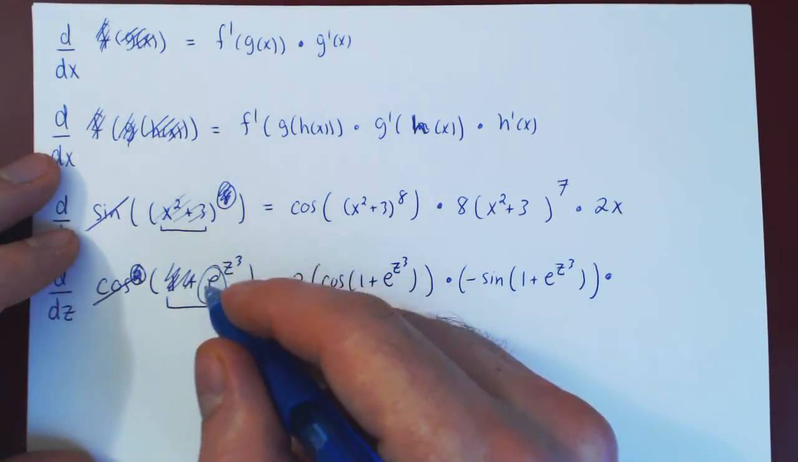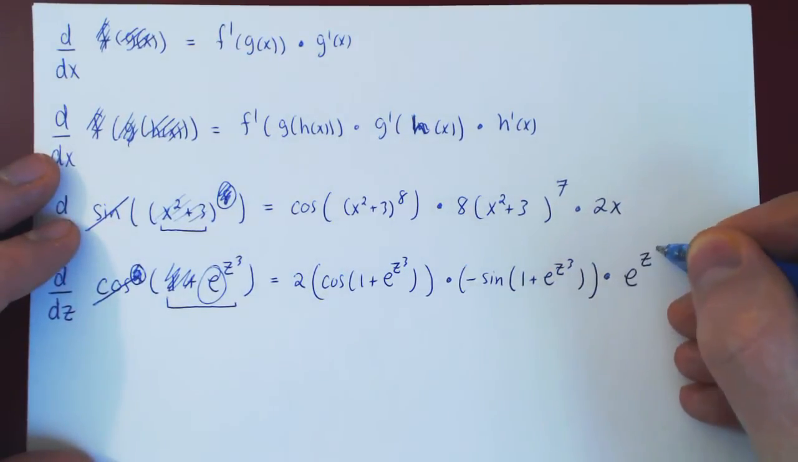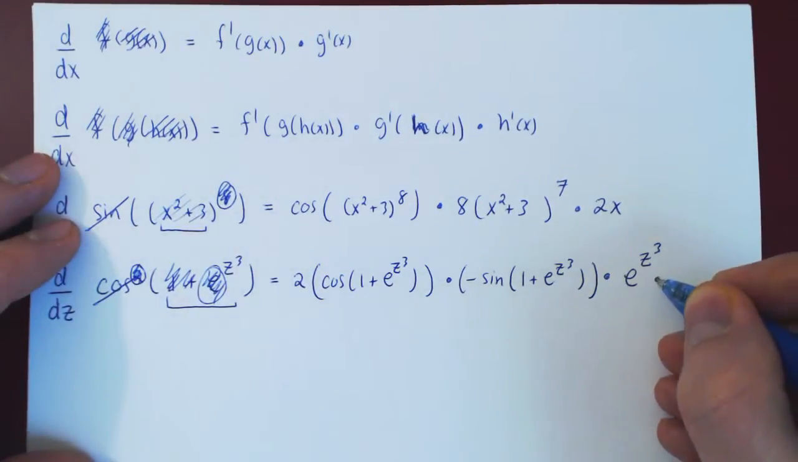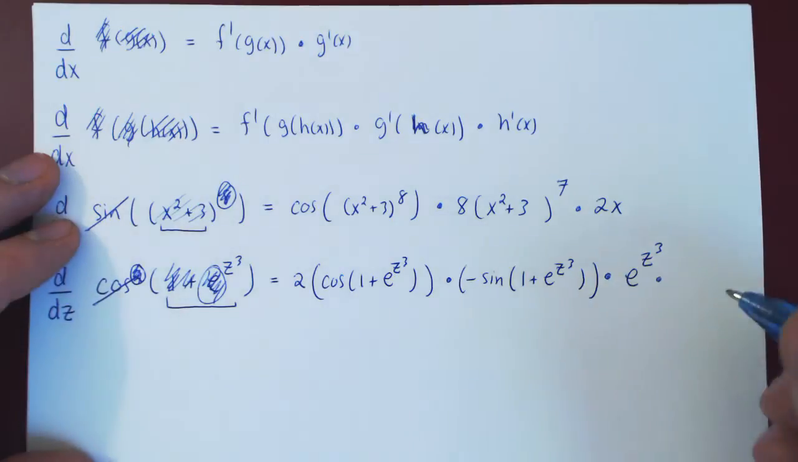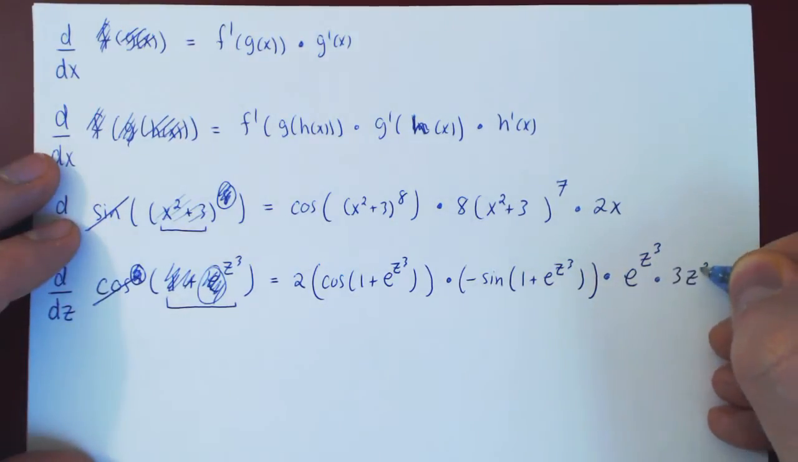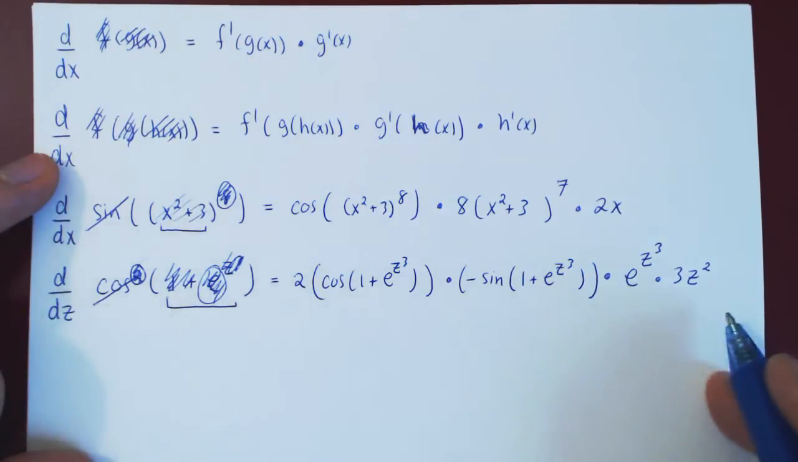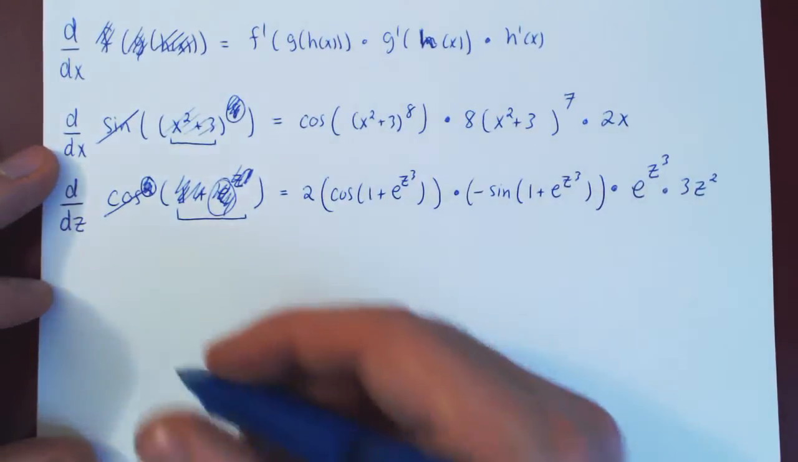So we differentiate the natural exponential, which of course gives us the same function, done, times the derivative of z cubed, which is of course 3z squared. Now there's nothing left over, and this is the end result. Let's look at one last example.